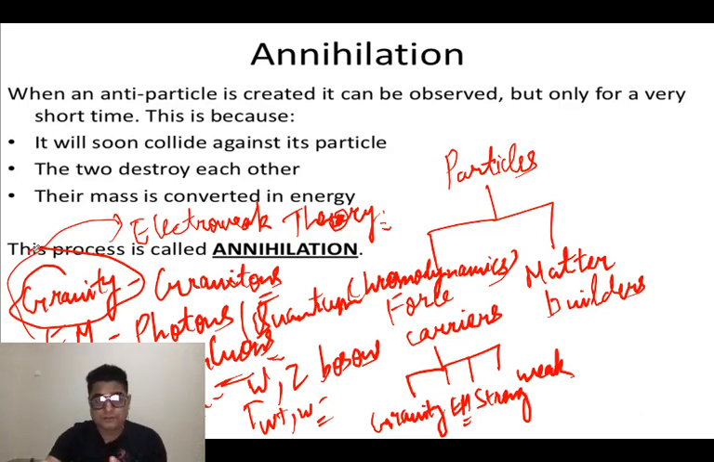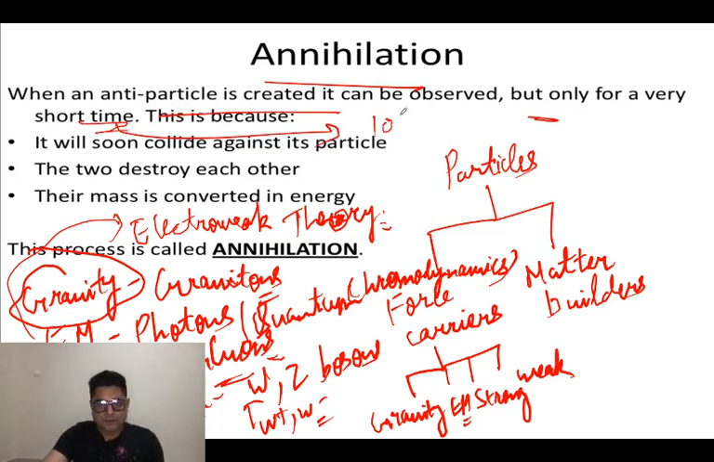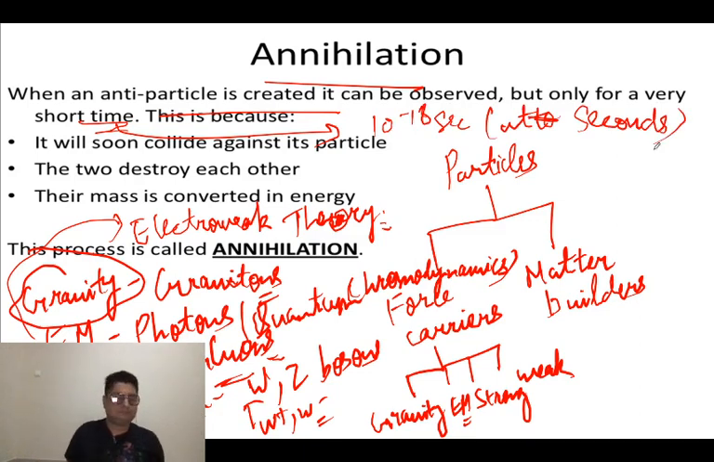So let's move forward. Annihilation means complete destruction. When an antiparticle is created, it can be observed only for a very short time, of the order of 10 to the power minus 18 seconds. That is your attoseconds. Any particle would persist for attoseconds, and after that it would be annihilated. That's how everything came into existence, by means of subsequent annihilation just after the Big Bang explosion.